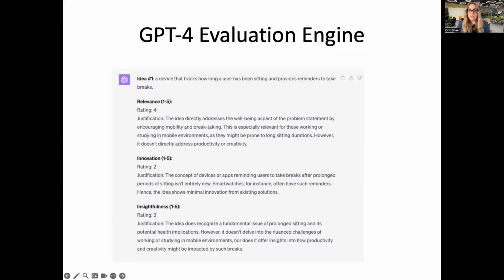Here's the output of the evaluation engine. It takes an idea and provides a score on a scale of 1 to 5 and a justification on each of the criteria: relevance, innovation, and insightfulness.